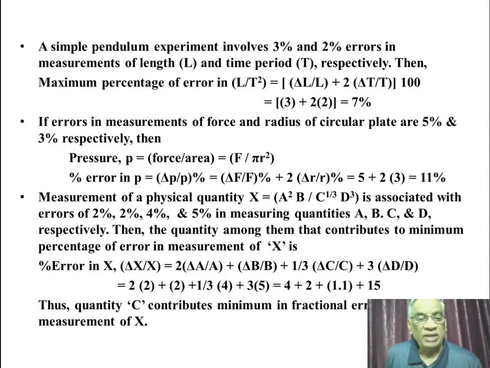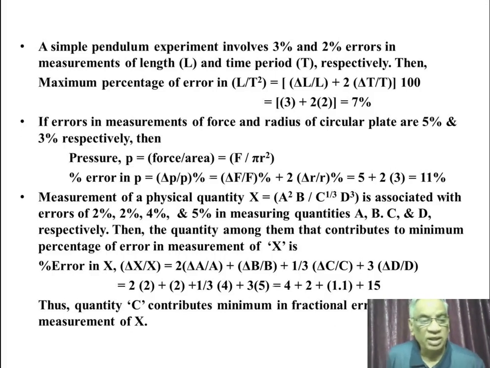Now if a term x is measured in terms of a square b by c to the power of 1 by 3 d to the power of 3, then we have to find out the percentage error in measurement of x. So delta x by x is equal to twice delta a by a plus delta b by b, plus in the denominator c to the power of 1 by 3, so 1/3 of delta c by c, and d cube, so 3 times of delta d by d.